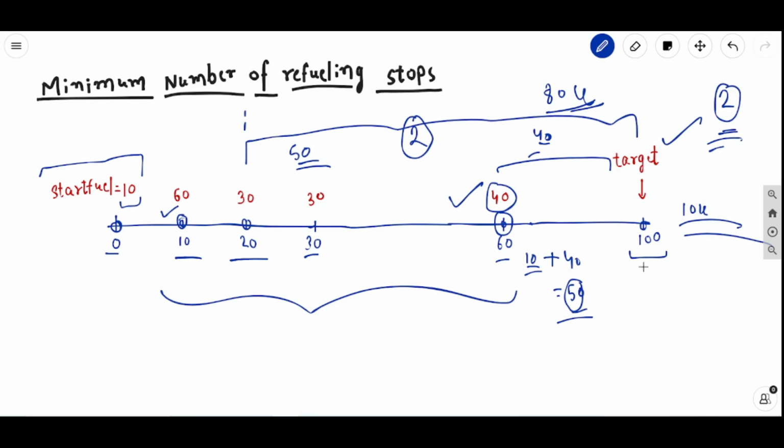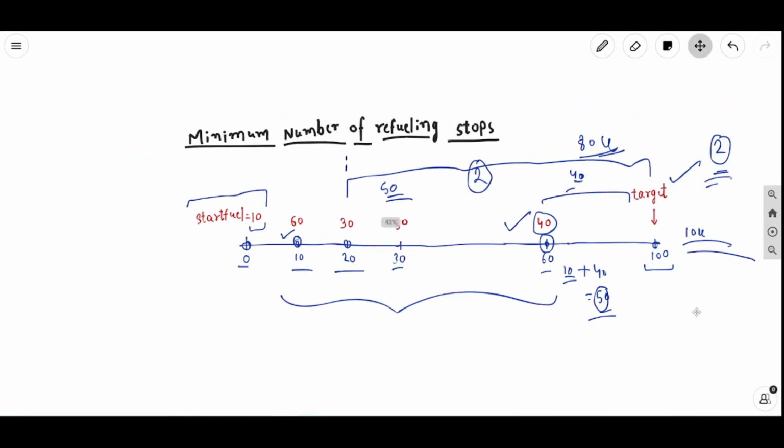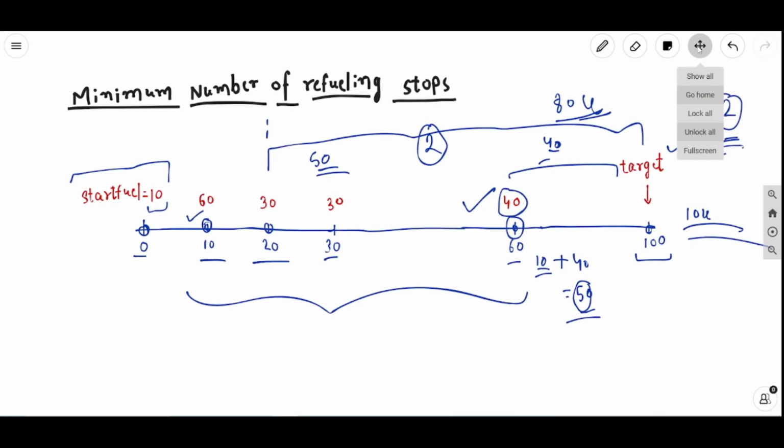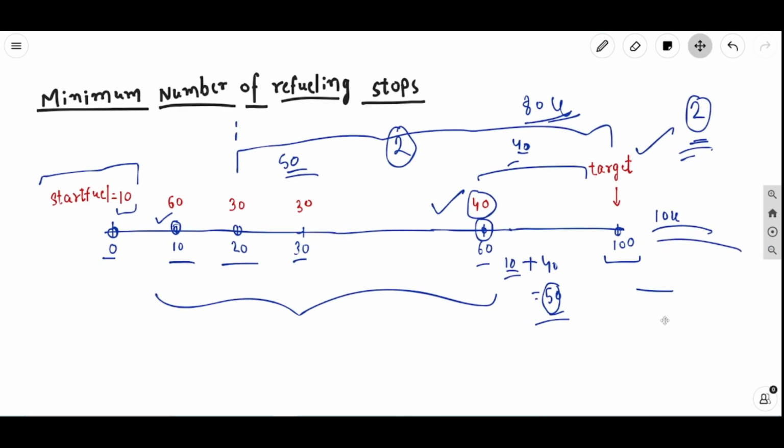Fine. Now how can I solve this problem? What is the optimal strategy to solve this problem? Just think about the scenario. We want to reach a gas station which is present at this target location, and we have some certain amount of initial fuel. We have no idea which gas station is the most optimal to stop at. So how can I decide that?